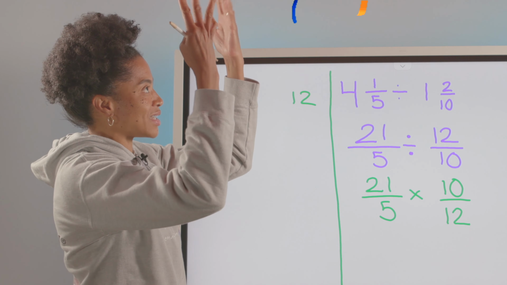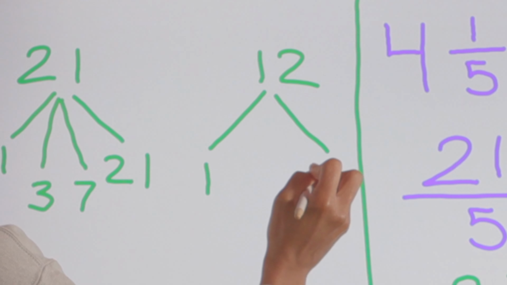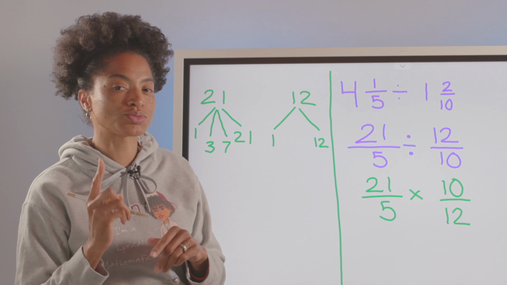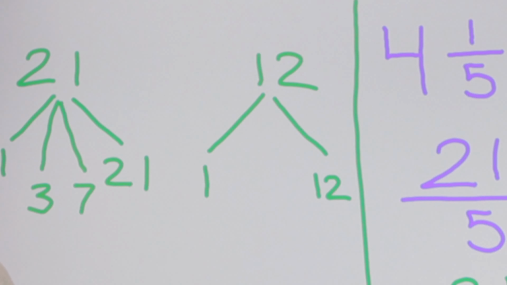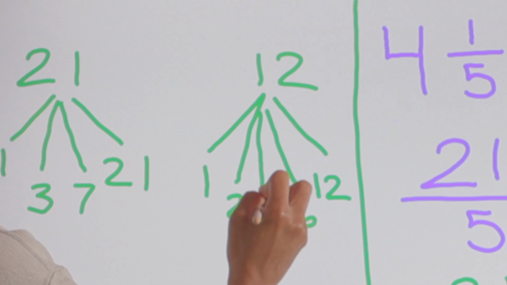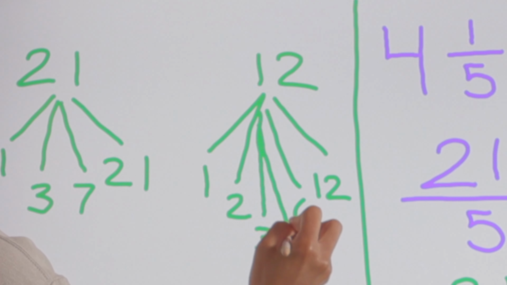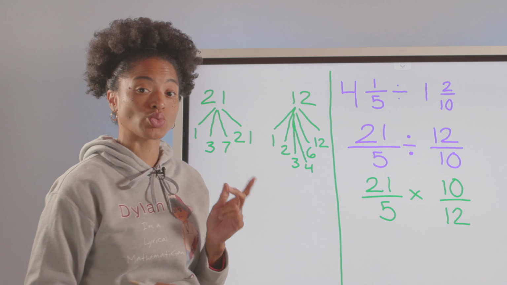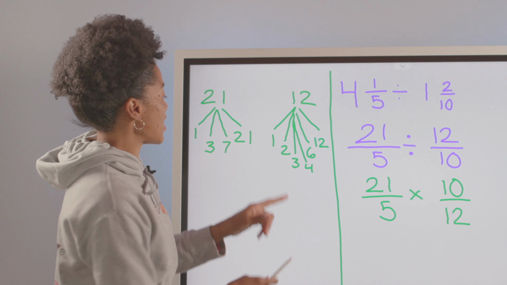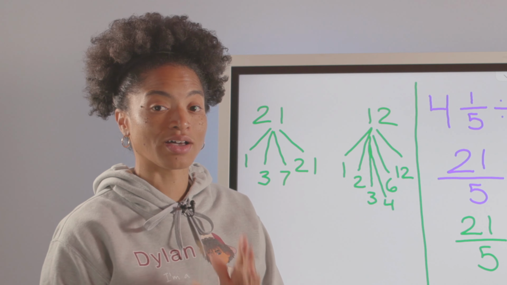What about the factors of 12? We have 1 times 12. What about 2? 2 times which whole number will give us 12? 2 times 6. How about 3? 3 times 4 will give us 12. So these will be considered the factors of 21. These will be considered the factors of 12.